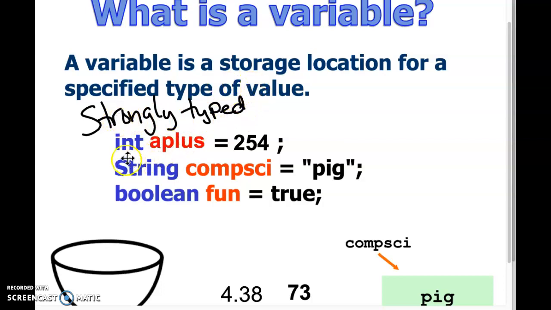Strongly typed. What that means is some programming languages do not require you to use the word int or tell you what kind of value any variable you're going to be using is going to be. So you could just create a variable called a plus and put pig in it. Okay, it doesn't have to have a number. But in Java, it does.